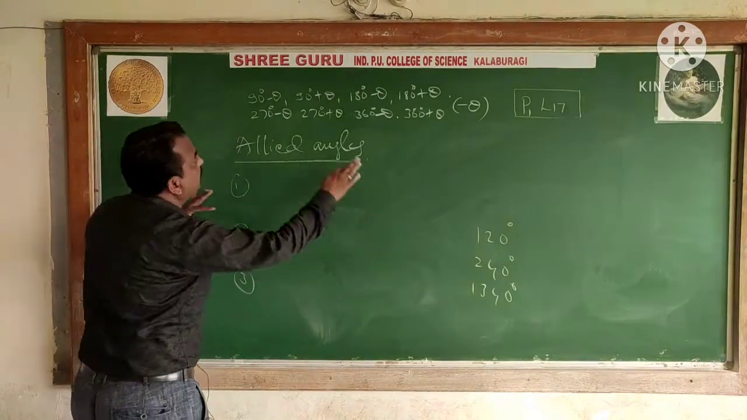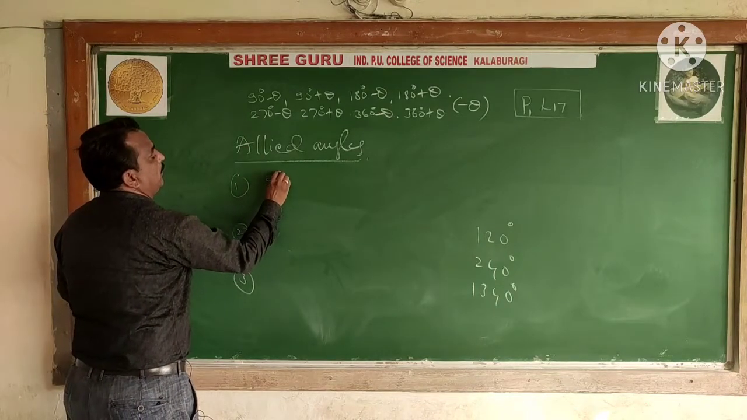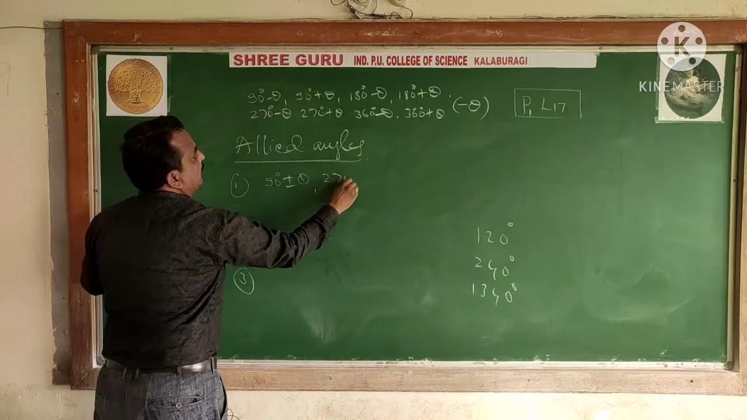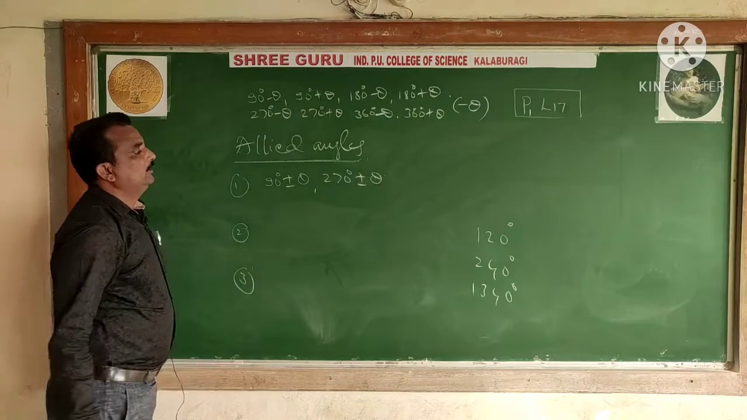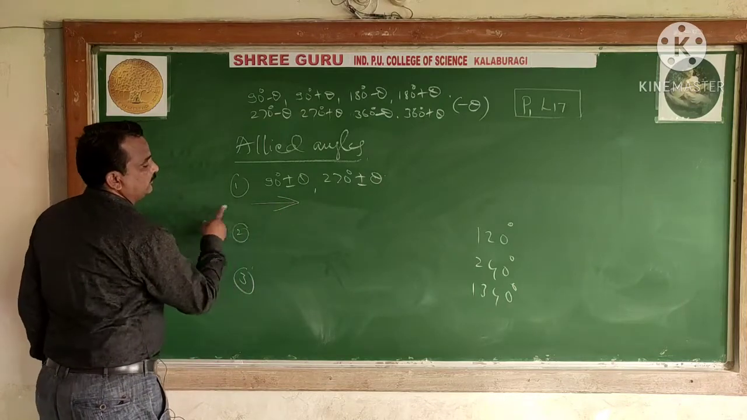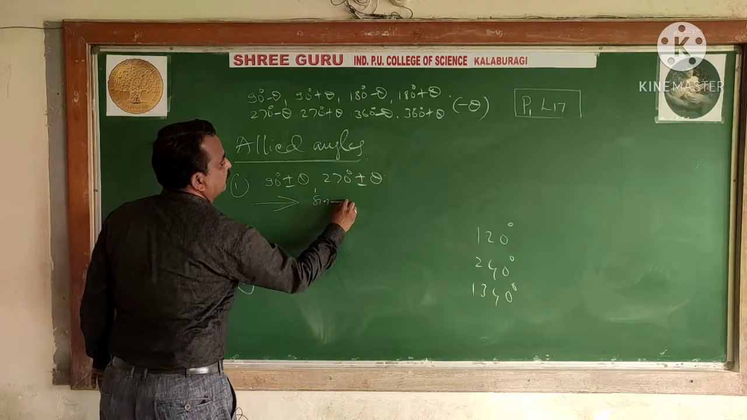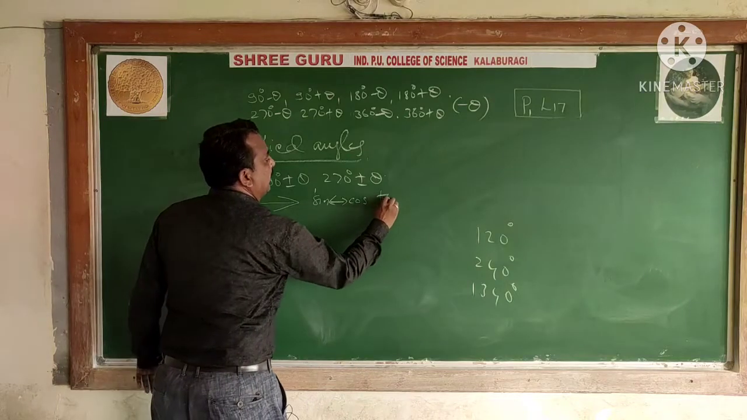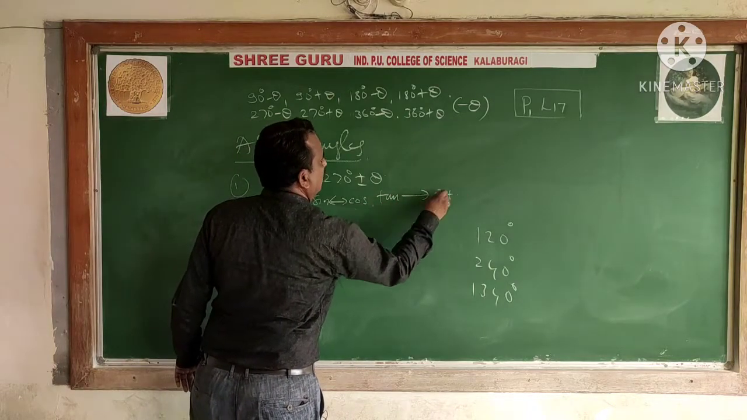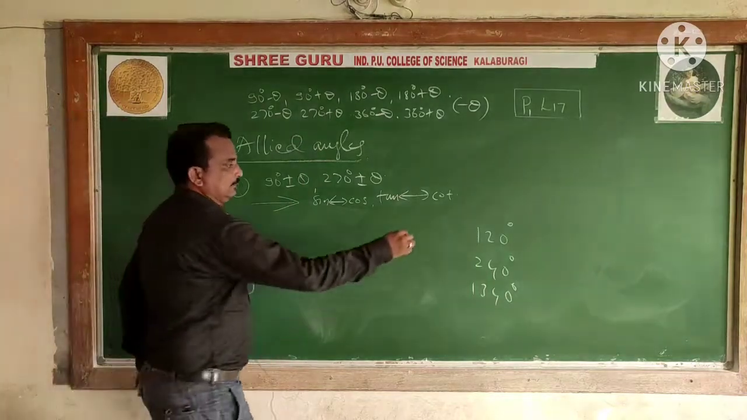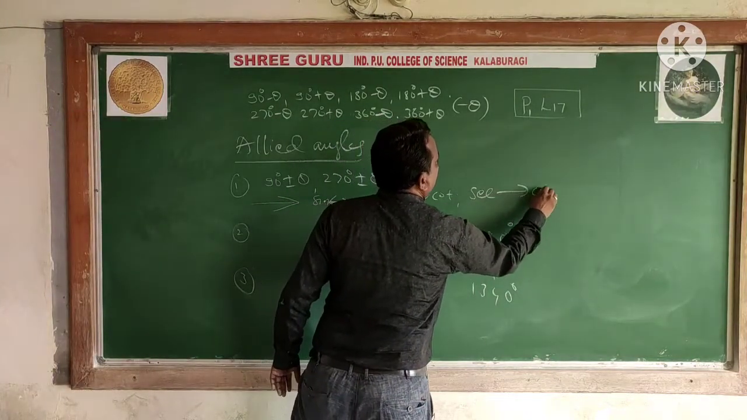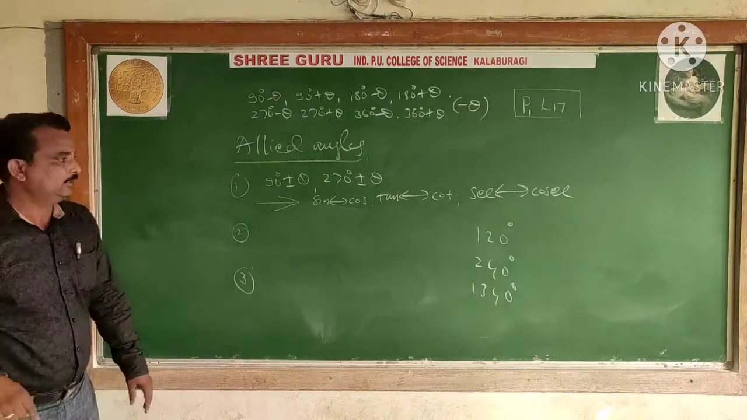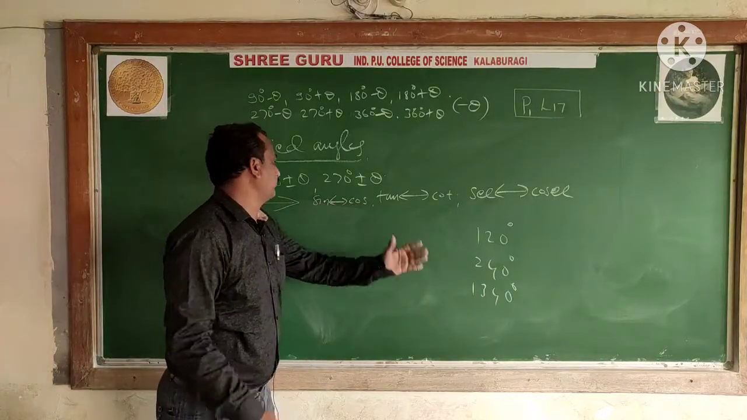When you are converting angles in the form of 90 degree plus or minus theta, and 270 degree plus or minus theta, the trigonometric functions change. Sine changes to cos, cos changes to sine, tan changes to cot, cot changes to tan, sec changes to cosec, and cosec is written as sec. Like that, you have to change them to their co-functions.